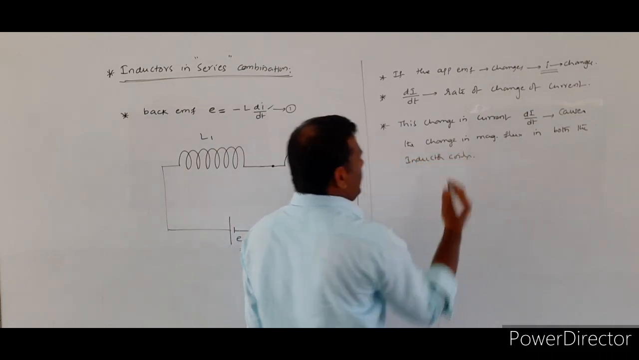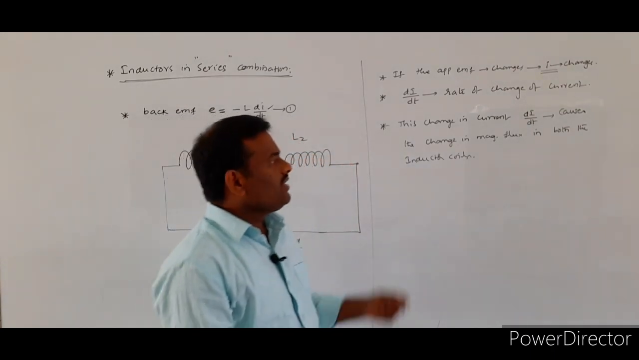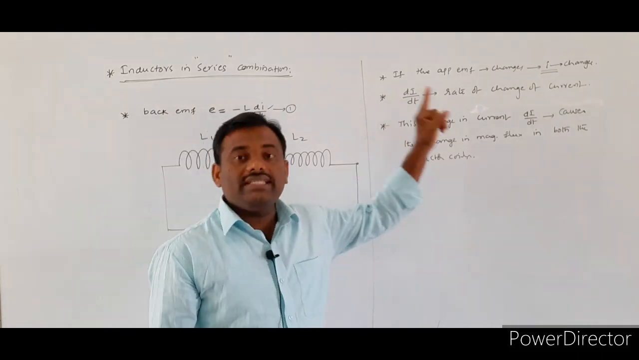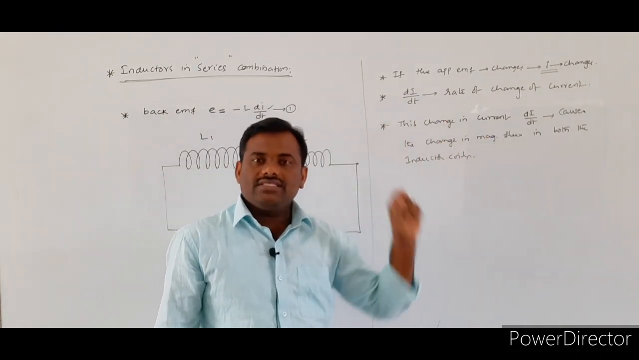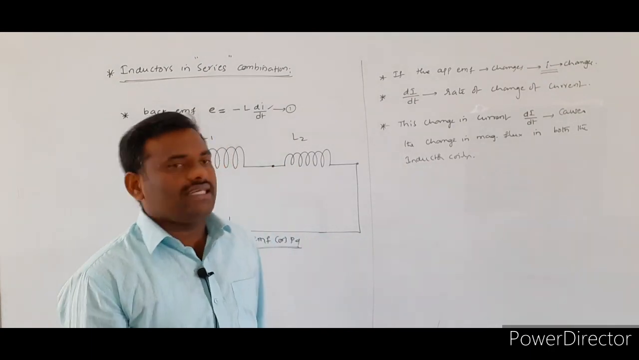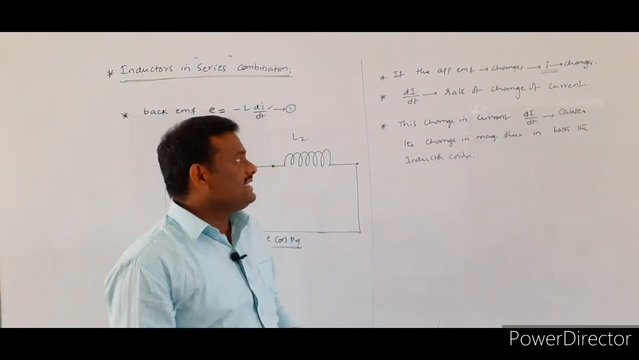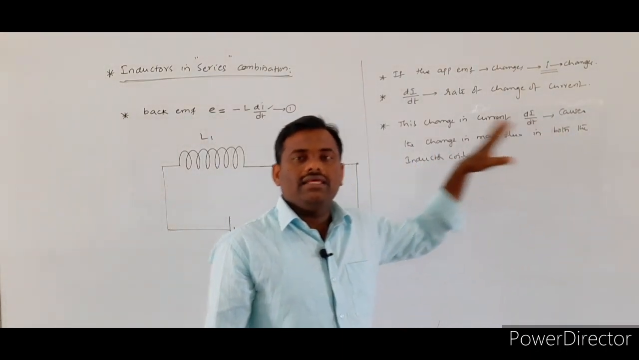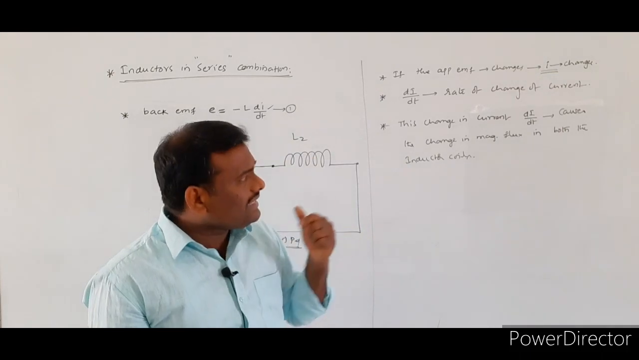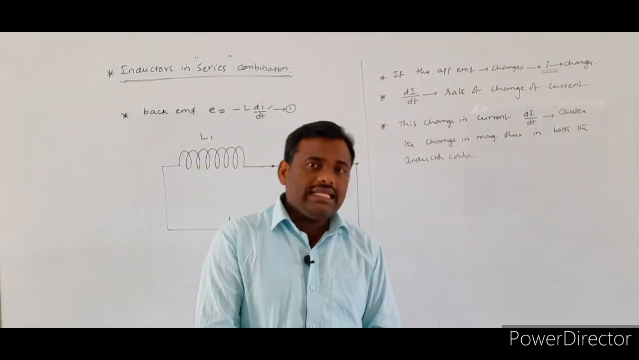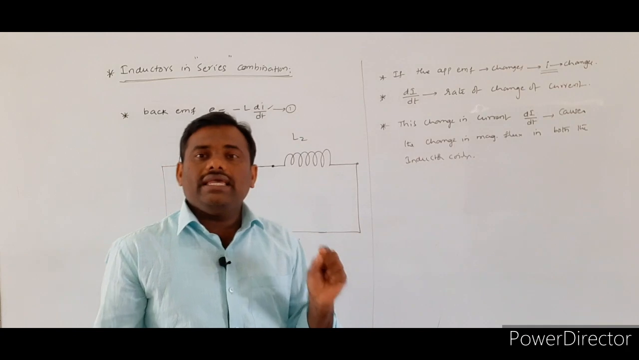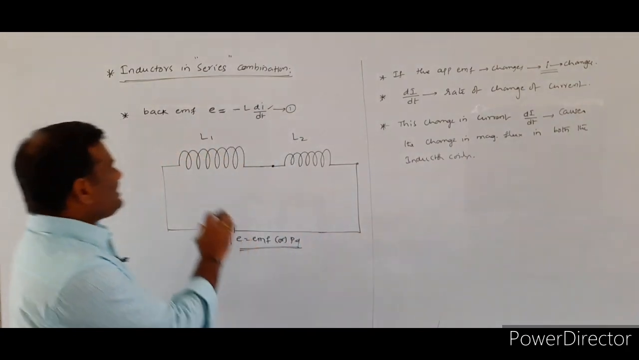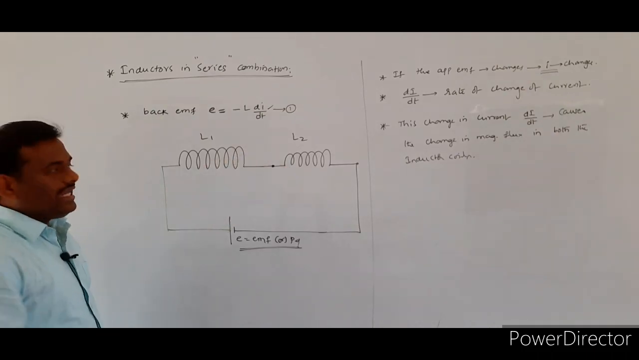Once again, what is the source for the change in the magnetic flux? The source for the change in the magnetic flux is nothing but the change in the electrical current. As a result, the change in the magnetic flux is induced in each and every coil. Whenever there is a change in magnetic flux, induced EMF also exists across each and every solenoid or inductor coil.